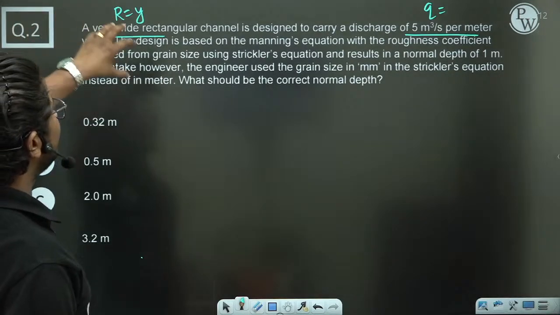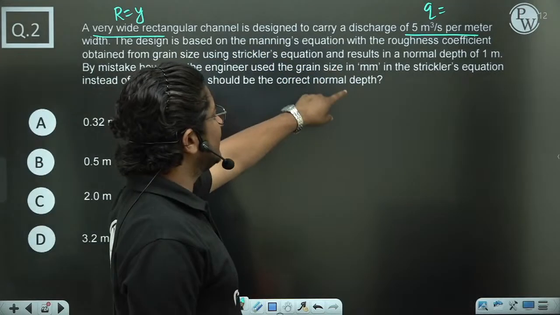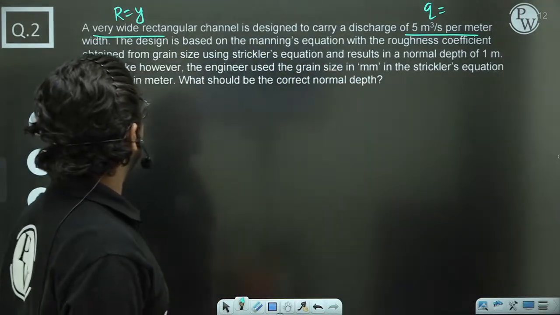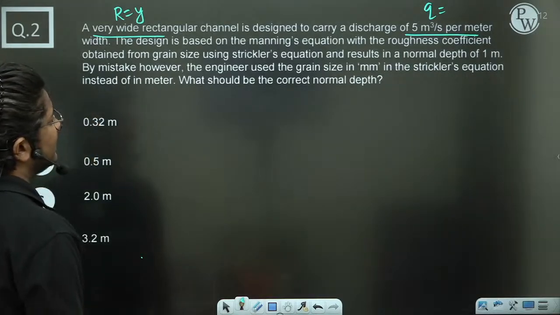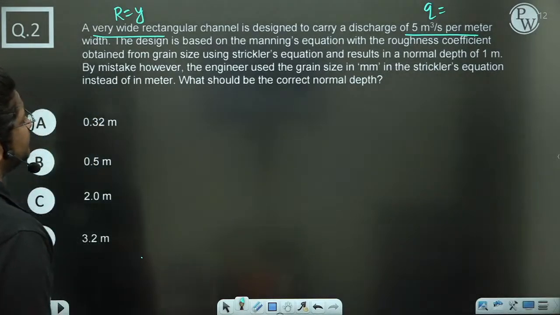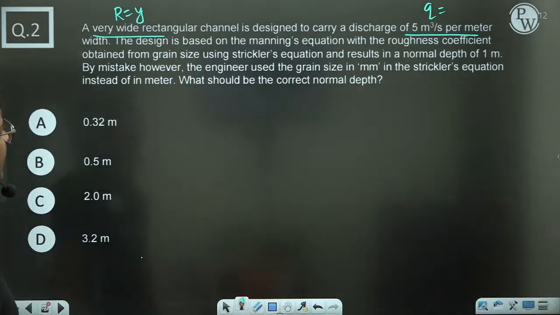By mistake, however, the engineer used the grain size in mm in the Strickler equation instead of in meter. Why? Same thing which I told you during the Strickler equation explanation. What should be the correct normal depth?